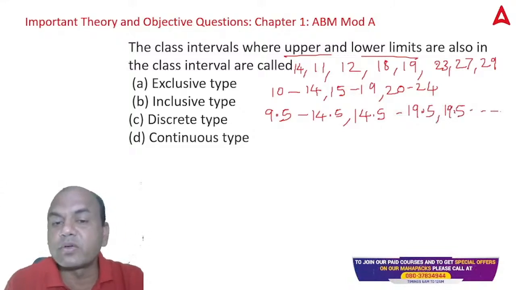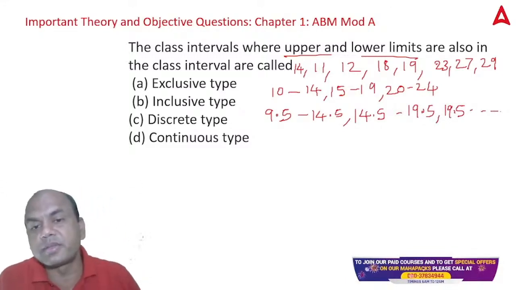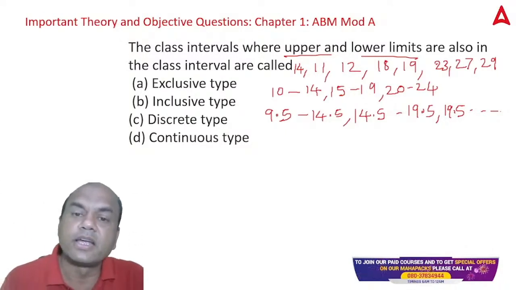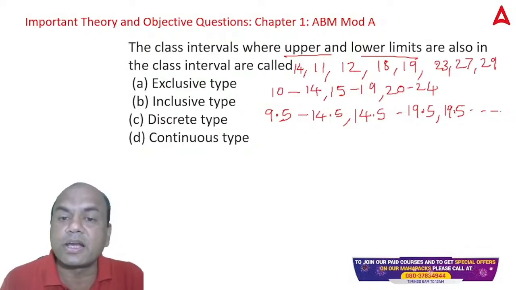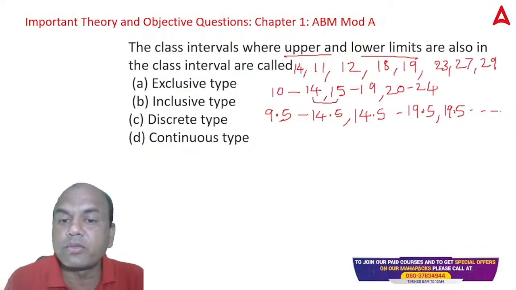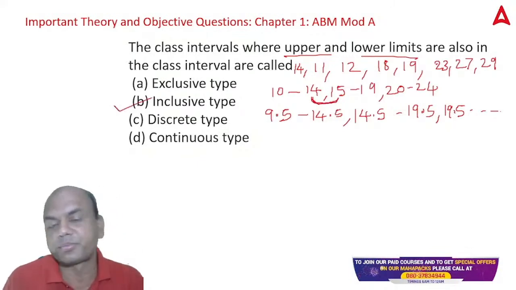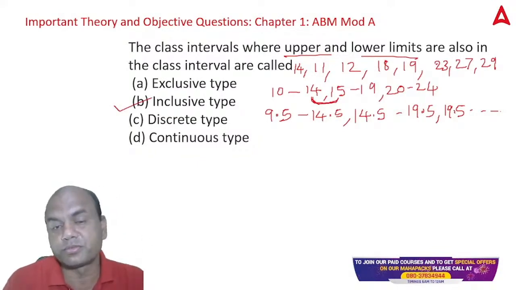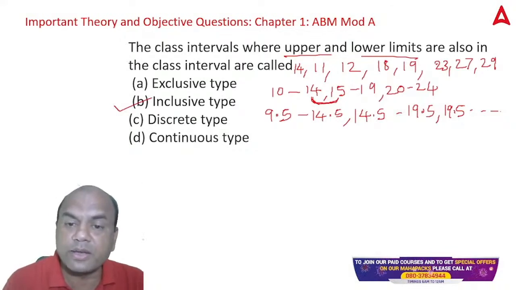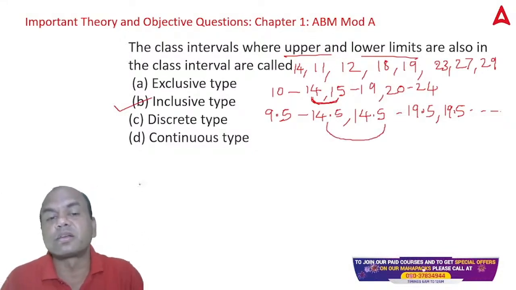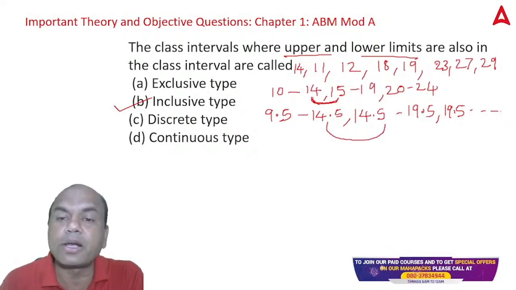So what are you seeing over here? In inclusive type, the lower limit of the next class and the upper limit of the first class are different. 14 and 15, they are different. So this is known as inclusive type. And in exclusive type, both are the same. Look at this, both are the same over here.